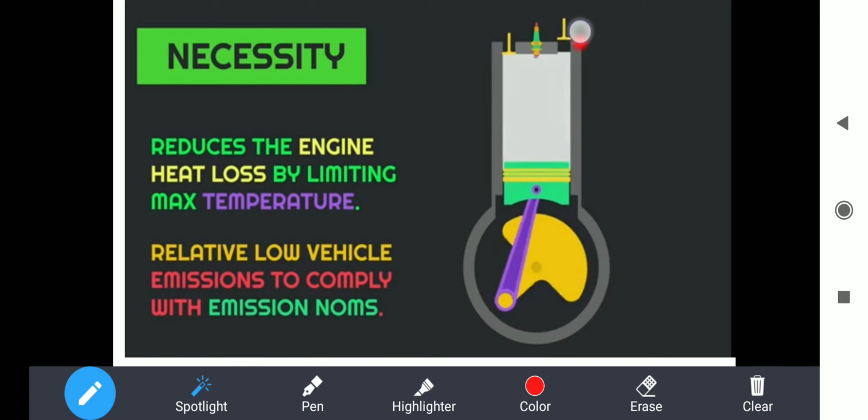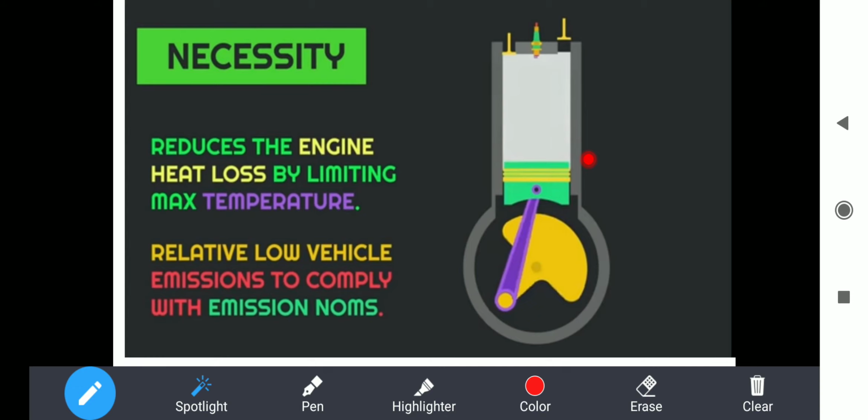Okay, that carbon dioxide has been utilized in such a way that it is passed once again to the engine, so that the temperature of the engine is reduced. Once the temperature of the engine is reduced, or kept under control, the emission percentage will be reduced relative to a low vehicle emission.